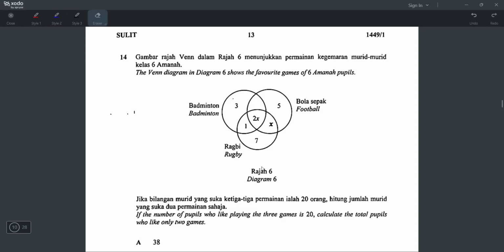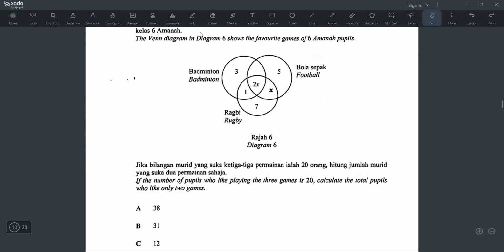And then seven is rugby only. Because if you don't mention the only, then if you say rugby, it becomes 7 plus 1 plus 2x plus x already. That's why if you're talking about the 7, it's the rugby only. Okay, now let's go down here.